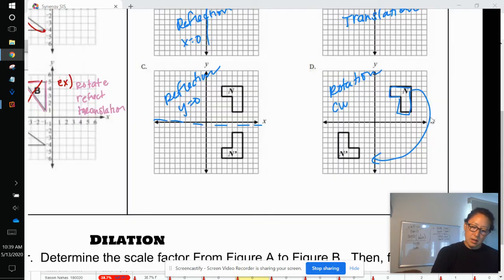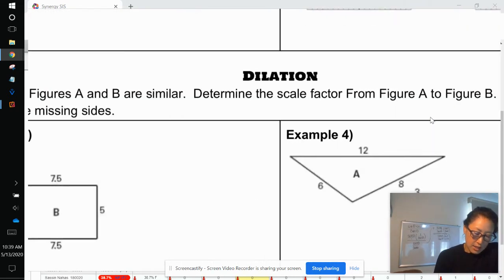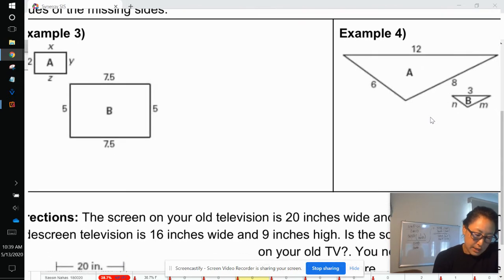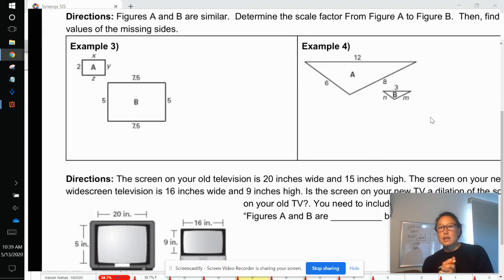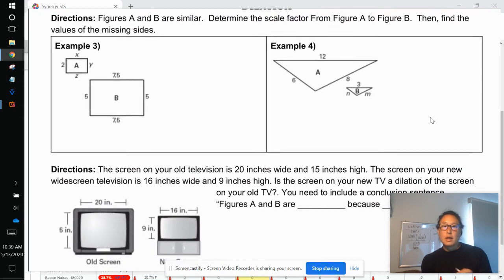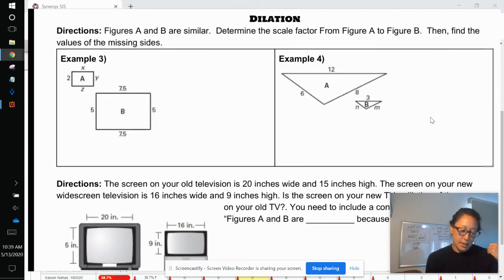You can say clockwise 180 degrees or counterclockwise 180 degrees. It's the same. Okay. All right, so dilation. In order to be a dilation, we already know that these figures are similar because it says in the directions, which means that the side lengths have an equal scale factor. So use our clues to find our scale factor first.